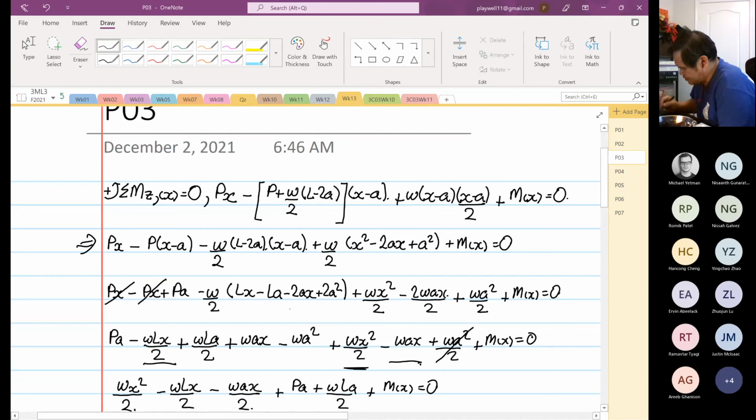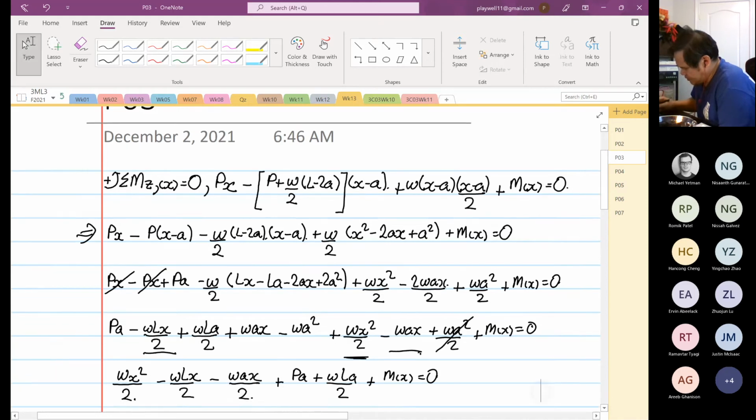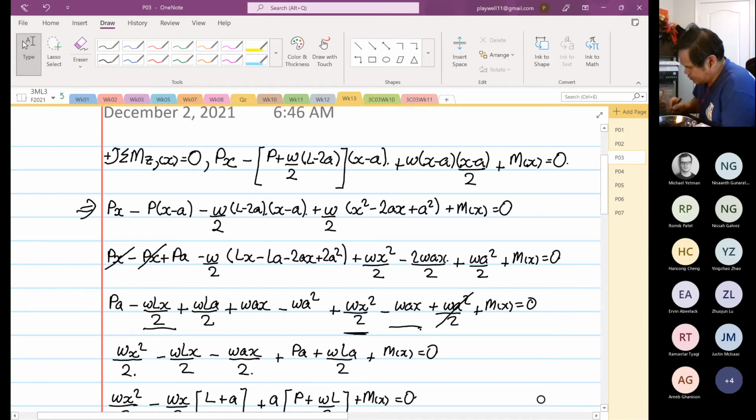Then the rest is good. Then here, you arrange based on the highest term, right? Over here, I arrange based on the highest term. So omega x squared will not change, okay? So the next term is minus omega l x over 2.